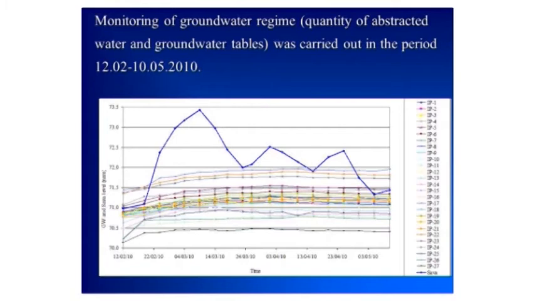During the 3-month period, from the 12th of February to the 10th of May 2010, monitoring observations of abstracted water quantity and water tables were performed at objects of Belgrade Waterworks and the sand mine in order to define the zero state of the groundwater regime. And here is the figure that shows registered groundwater levels on piezometers and fluctuation of the water level of the river Sava. The blue line is the Sava River, and the other lines are piezometers, all 27 piezometers.